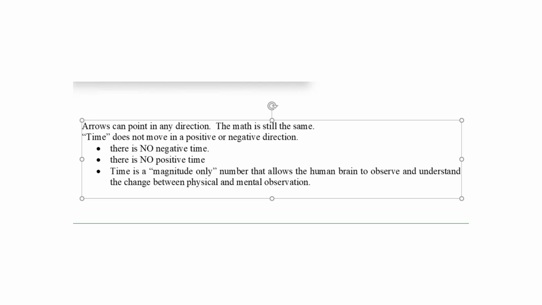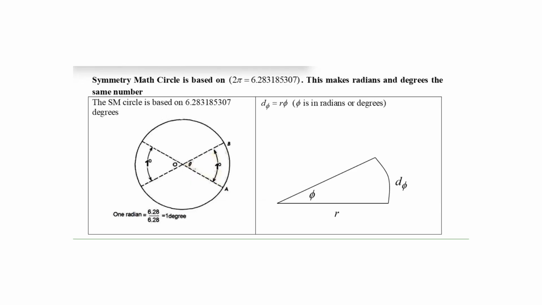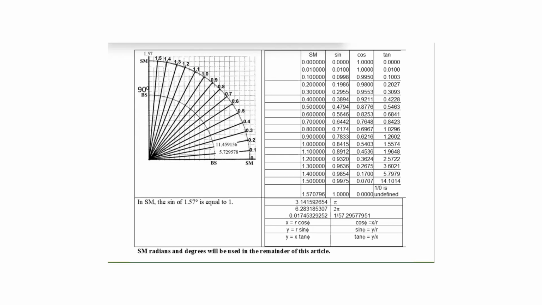observations. The Symmetry Math circle is based on 2 pi. This makes radians and degrees the same number. In Symmetry Math, we use a 2 pi scale rather than a 360-degree scale. This makes radians and degrees the same.